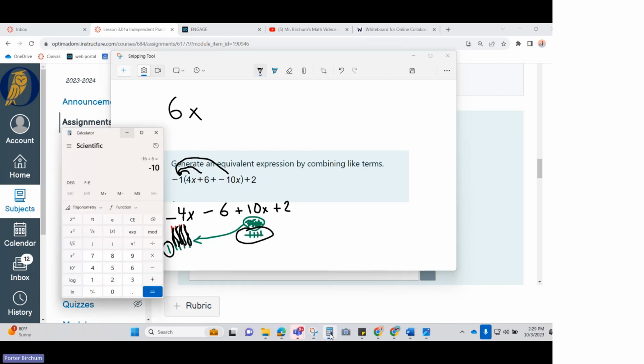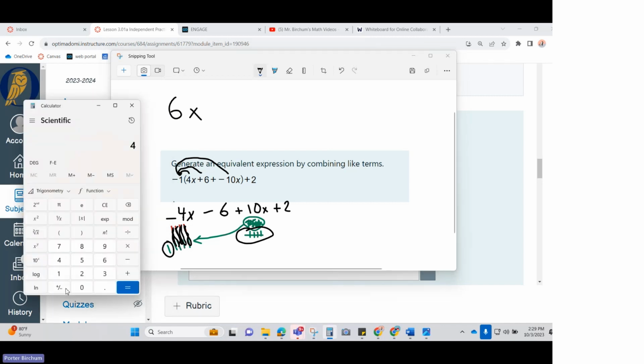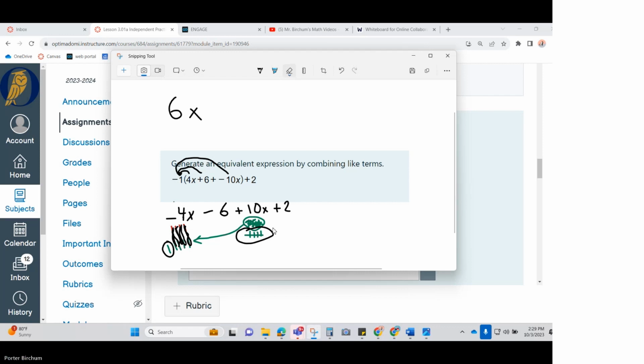You could have also typed in your calculator -4 plus 10. 6 x's. Now let's work through our ones.